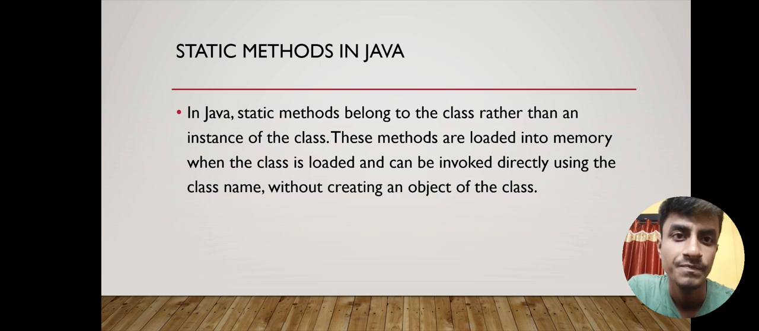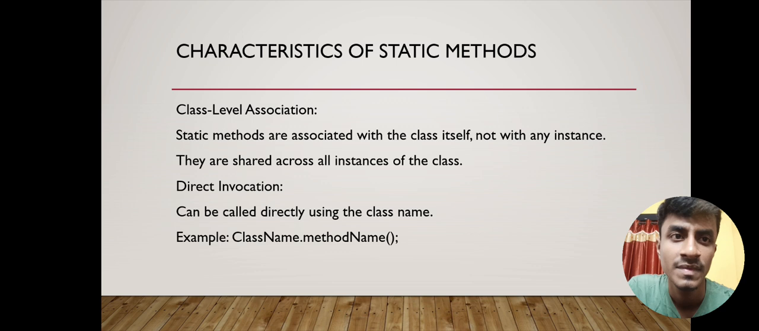Static methods in Java. In Java, static methods belong to the class rather than an instance of the class. These methods are loaded into memory when the class is loaded and can be invoked directly using the class name without creating an object of the class. Characteristics of static methods. Class-level association: static methods are associated with the class itself, not with an instance. They are shared across all instances of the class. Direct invocation: can be called directly using the class name. Example: ClassName.methodName.